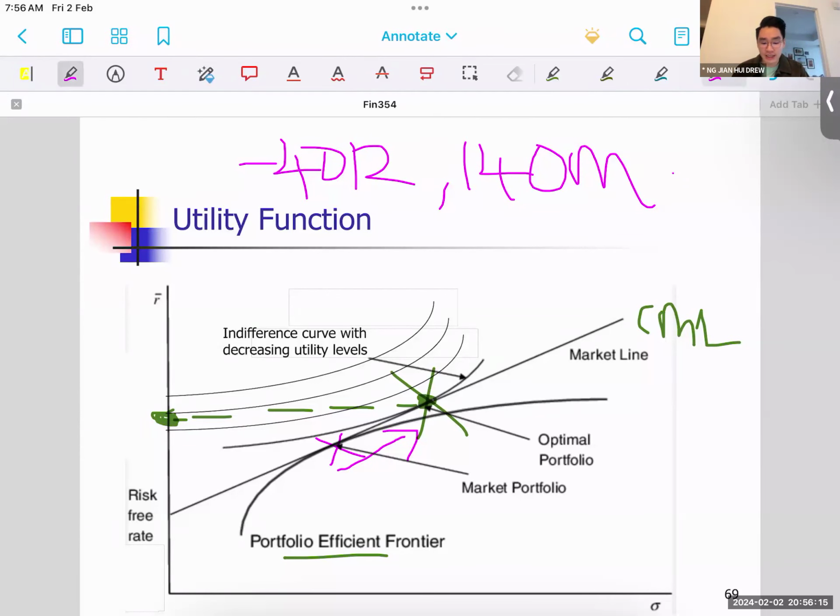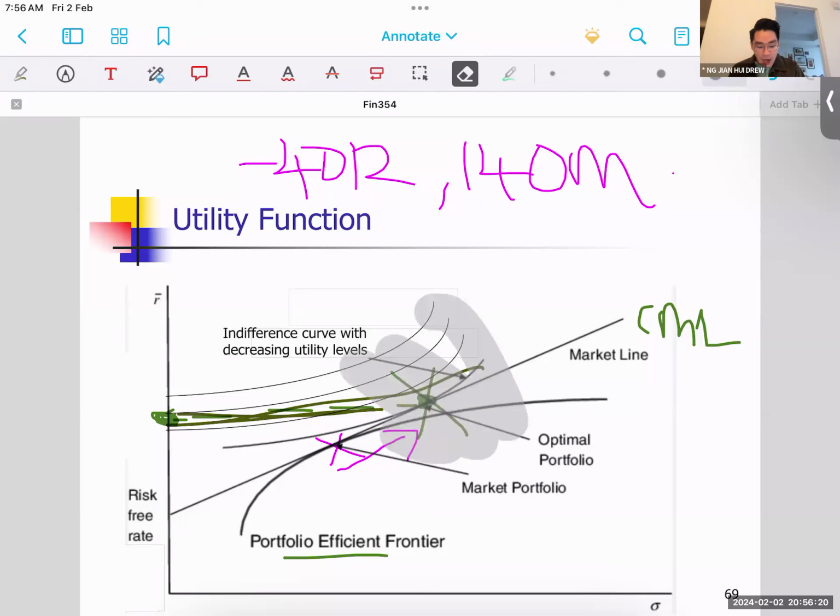So another question is, what if our indifference curve never touches the capital market line?